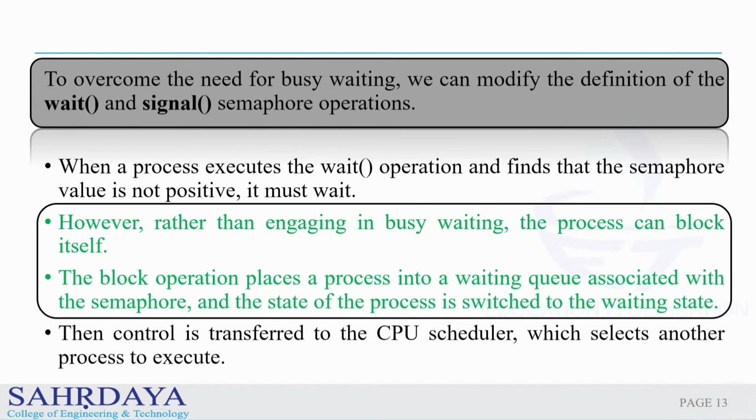We can make slight changes and it results in saving our precious CPU cycles, and they can be utilized productively by other processes. So instead of a process getting looped inside a while loop, we can block that process and make that process wait inside the waiting queue and also change the state of the process to the waiting state. Then we transfer the control to the CPU scheduler, and the CPU scheduler then selects which process is needed to be executed next. By doing this, we can overcome the problem of busy waiting.